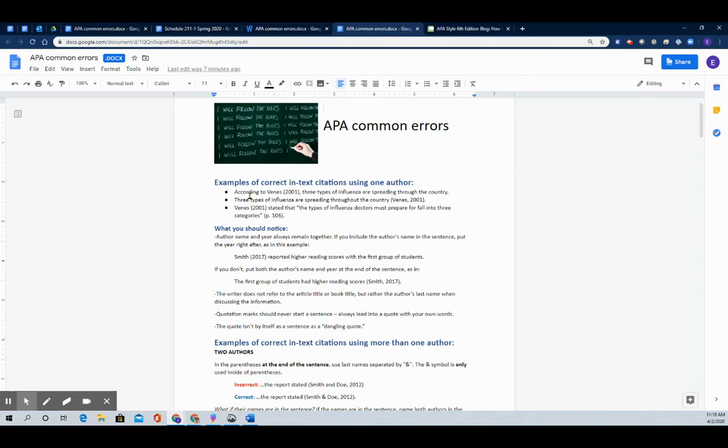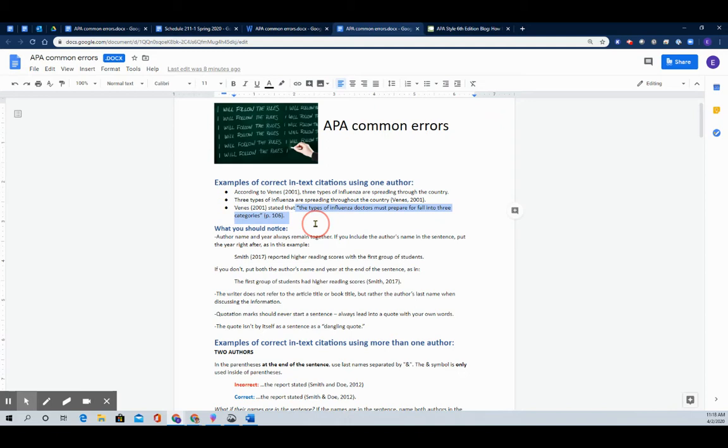Quotation marks never start a sentence in any of these examples. You should always lead into a quote with your own words. And there's no quote sitting around by itself. That's what's called a dangling quote. It's probably the most common error that I see in student writing. I've talked about it before in our class. A dangling quote would be if you had this sitting by itself as a sentence, where I've highlighted it in blue, and it just said, the types of influenza doctors must prepare for fall into 3, must prepare.